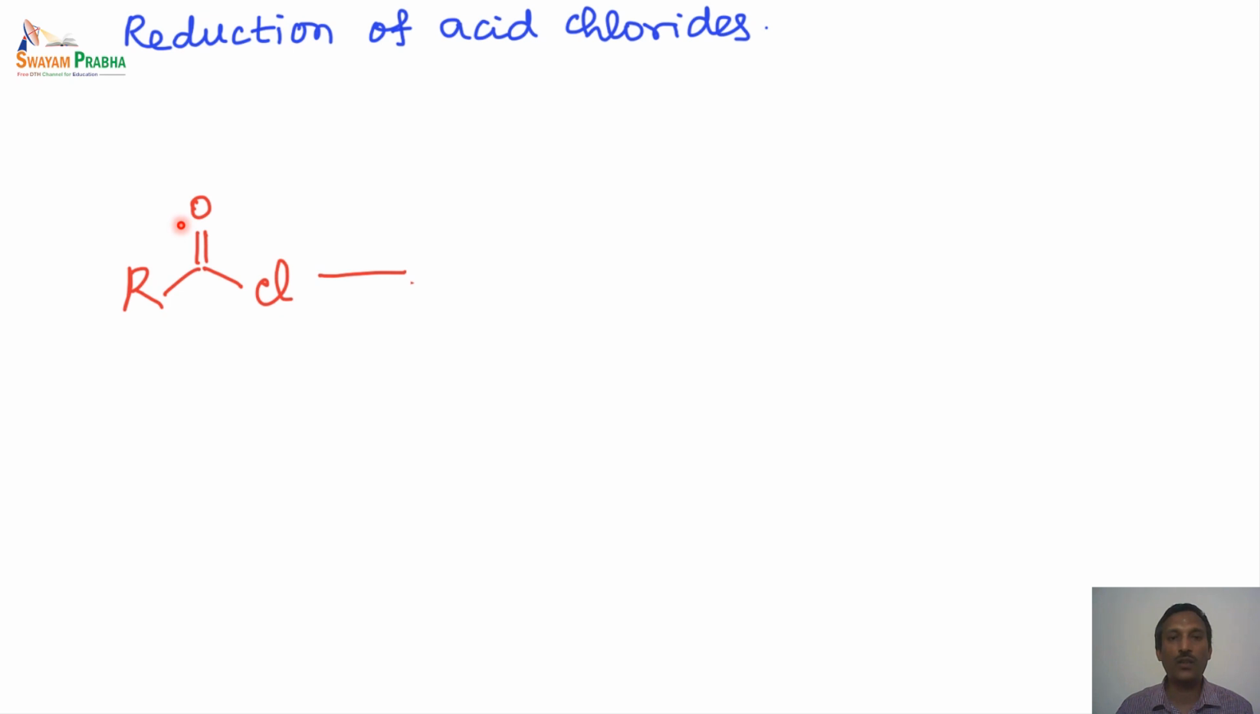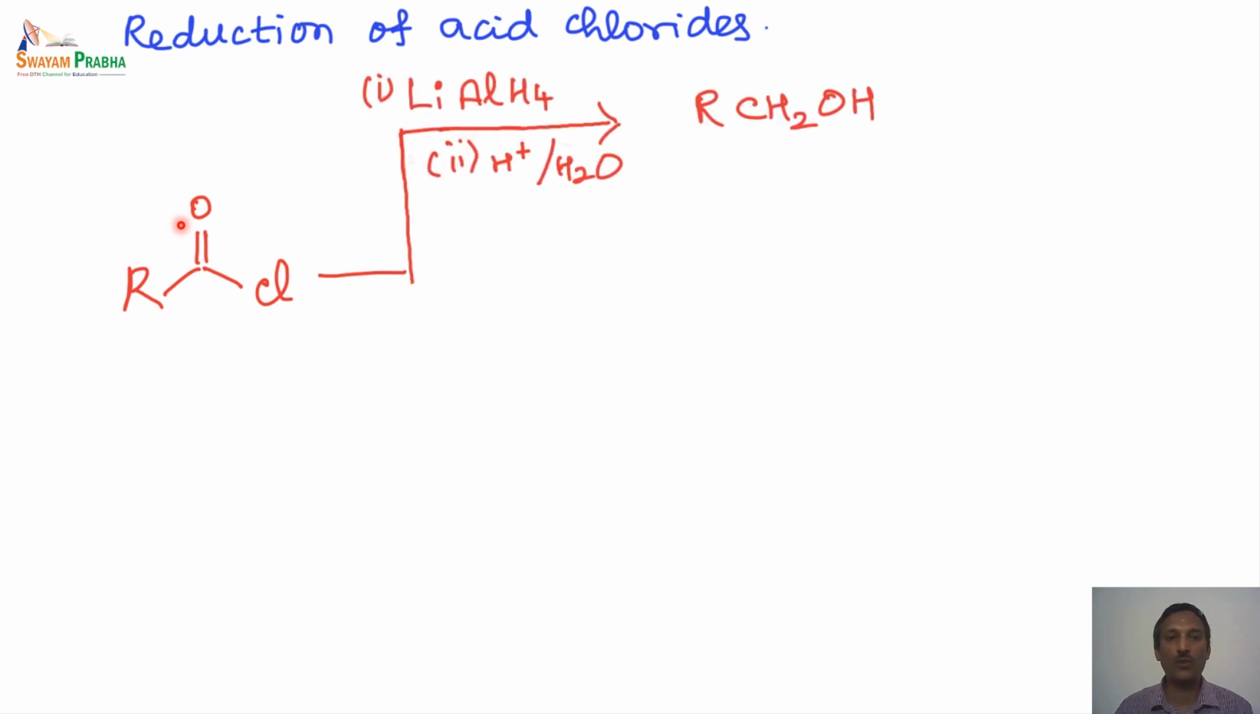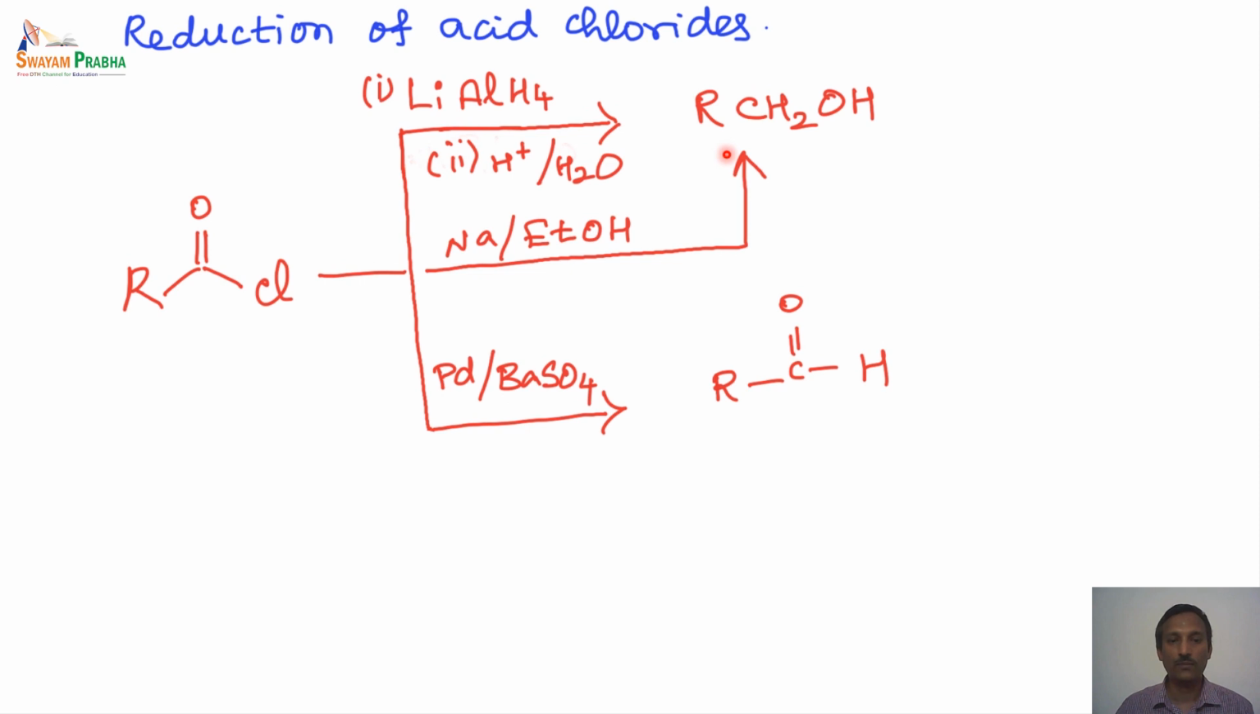Then let us look at the reduction of acid chlorides. Acid chloride can be reduced by lithium aluminum hydride followed by acid treatment to give primary alcohols. Even sodium ethanol reduction of the acid chloride also produces primary alcohols. Acid chlorides using Rosenmund reduction, that is palladium on barium sulfate, give aldehydes. Or acid chlorides when treated with DIBAL-H also produce aldehydes. So these are the ways the acid chlorides can be converted to primary alcohols or aldehydes by reduction.